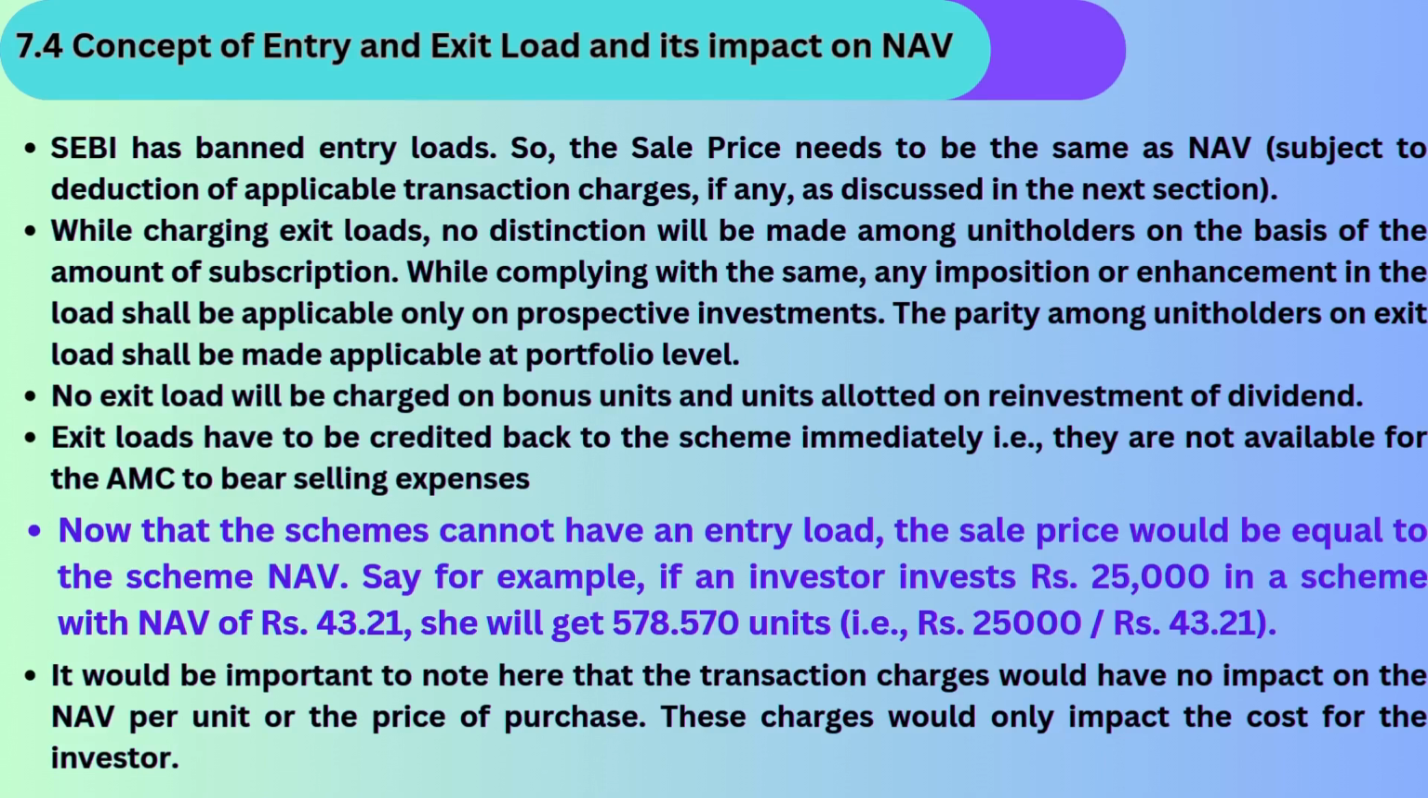No exit load will be charged on bonus units and units allotted on reinvestment of dividend. Exit loads have to be credited back to the scheme immediately, that is, they are not available for the AMC to bear selling expenses. Now that the scheme cannot have any entry load, the sale price would be equal to the scheme NAV. Say, for example, if an investor invests rupees 25,000 in the scheme with the NAV of rupees 43.21, she will get 578.570 units, that is rupees 25,000 divided by rupees 43.21. It would be important to note here that the transaction charges would have no impact on the NAV per unit or price of purchase. These charges would only impact the cost for the investor.